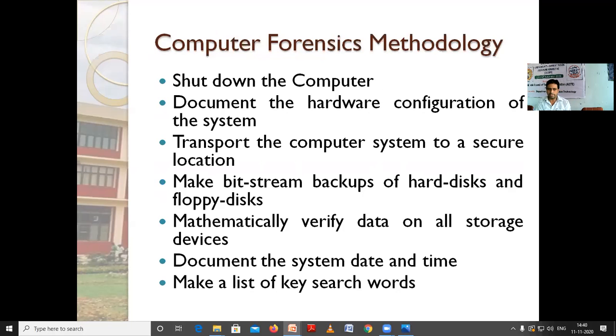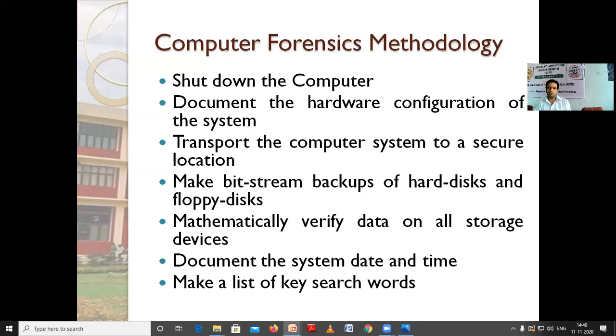I'm not concerned right here with the network, but simply with the various components of the system. Sometimes it is suggested to shut down, sometimes it is not suggested, so it varies from one case to another. That is the first point: shut down the computer.